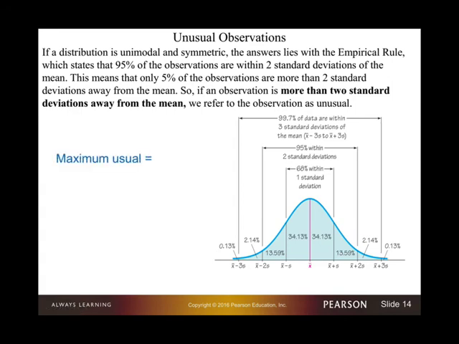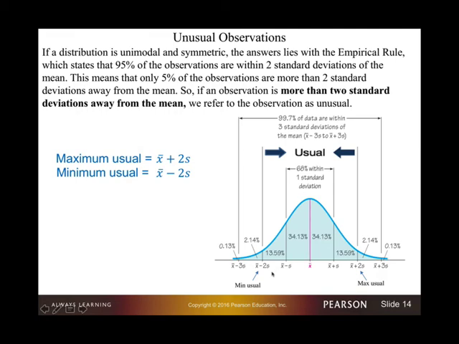Okay, or you could find the maximum usual or the minimum usual. Maximum usual will be the mean plus 2 times the standard deviation, which means somewhere like here. We call this the maximum usual. And here, the mean minus 2 standard deviations, we consider this as the minimum usual. So you could think about it. If your data lies within this 95% here, we consider this a usual value.